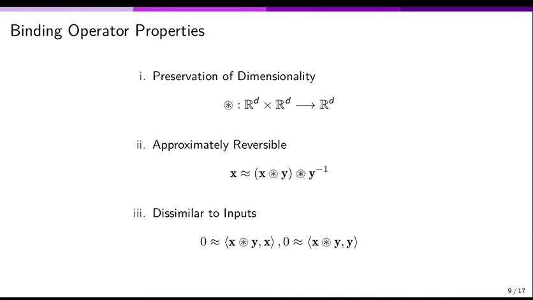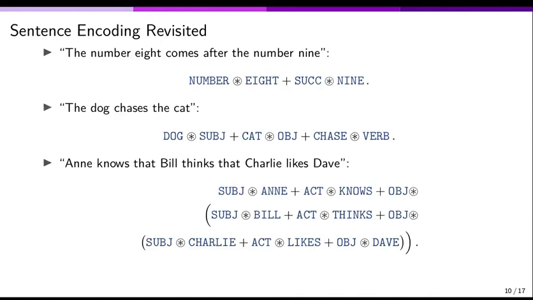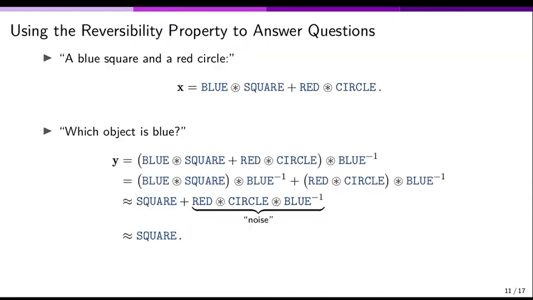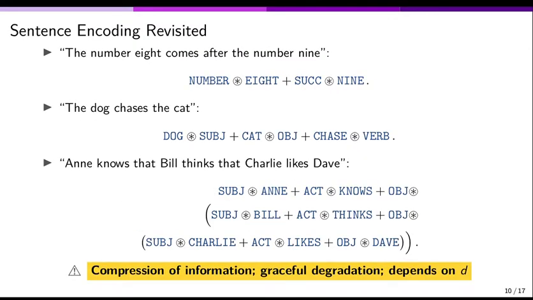Another interesting property that I want is for this new bound vector to not be similar to either of my original vectors. The reason I want that property is that when I combine multiple things together, I'd like them not to interfere with each other. What do I mean by that? Maybe that will make more sense after these next examples.